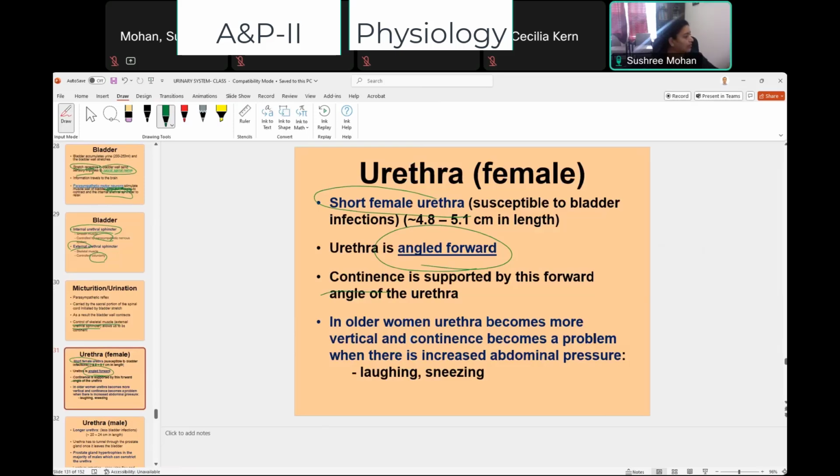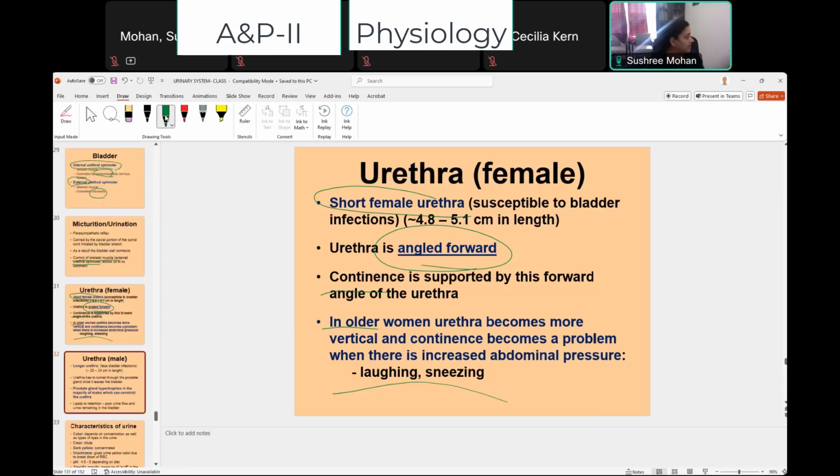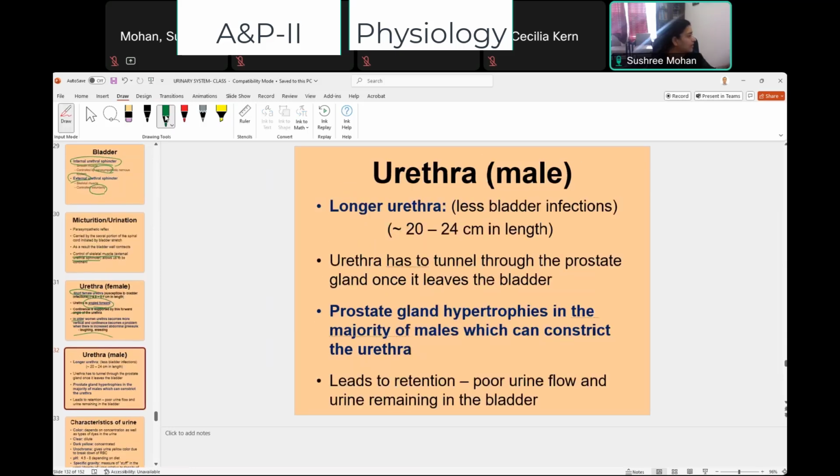Whereas in older women, this angle is lost, it becomes more straight, and that is why with laughing or sneezing, the urine can leak and it causes continence issues. In case of males, they have a longer urethra, and since it passes through the prostate gland, if the prostate gland hypertrophies, as it does in a majority of males, it will constrict the urethra, so they have poor urine flow.